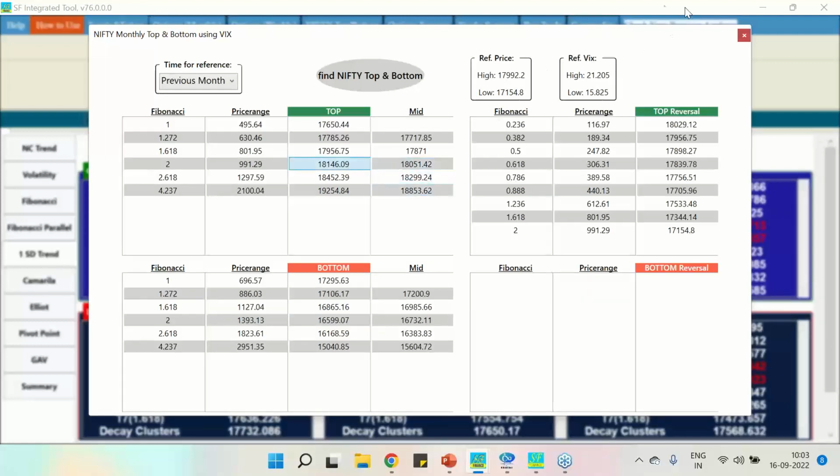So now this top is being formed. So it is now having retracements. Can anyone tell me what will be the best level I should buy the Nifty based on these studies? So 1.618 is the level, 17,344 is the level you can think of buying.